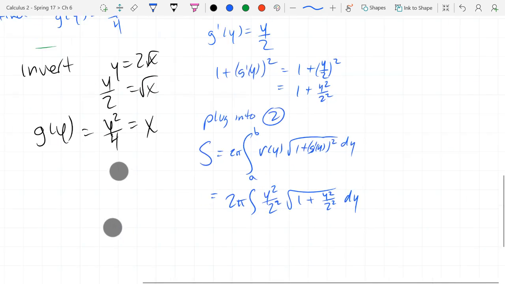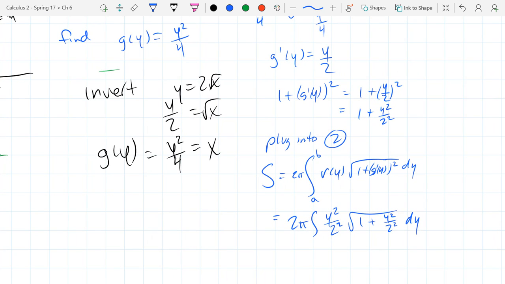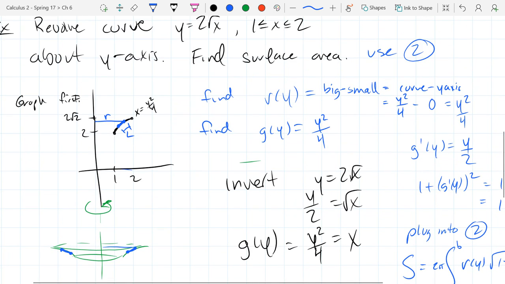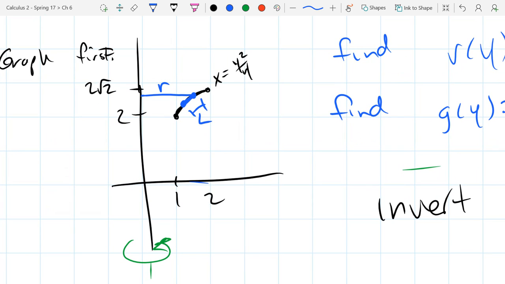And endpoints. Are my endpoints x values or y values? Y values. What y values do I use for a and b? 2 and 2 square root 2. Yeah, the only two that are up there. So just make sure you're picking y's, not x's. So don't go 1 and 2. Go 2 and 2 square root 2.